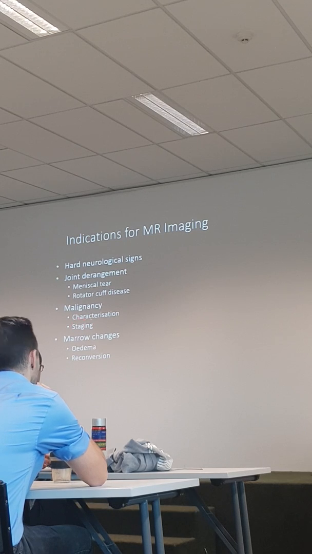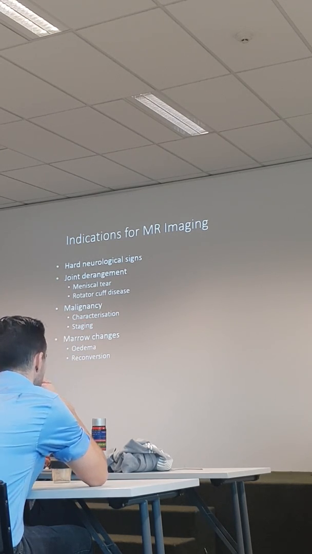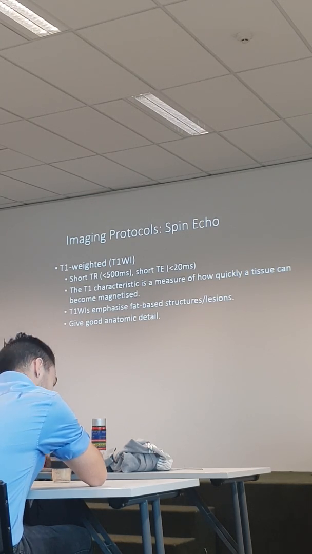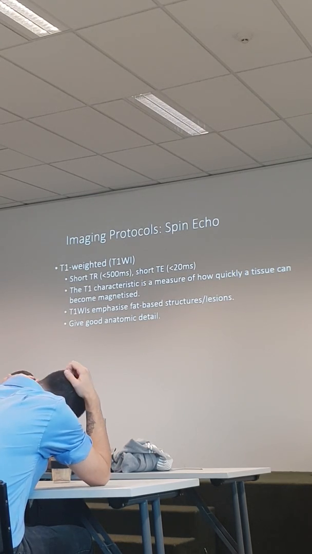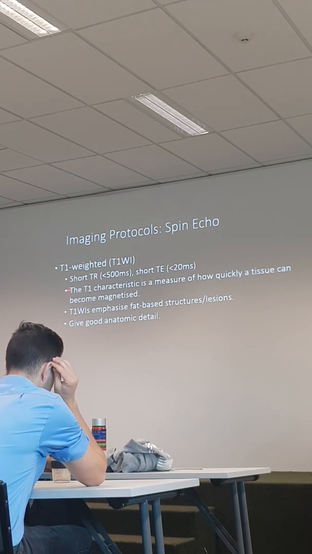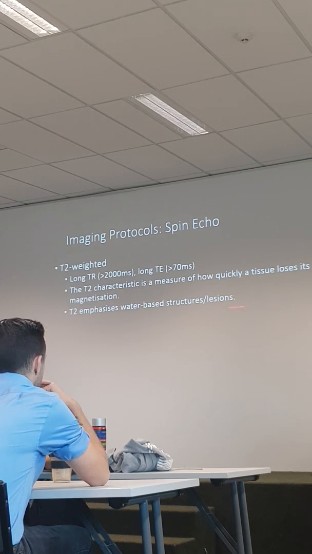Malignancy, it's good for looking at the staging and characterization, if it's invading soft tissues, if it's spread to other places. And because marrow contains a lot of fat, MRI is actually really good at looking at bone marrow. So we have a few different imaging protocols. Just remember T1 shows fat-based structures, and T2 shows water-based structures. So T2, H2O.